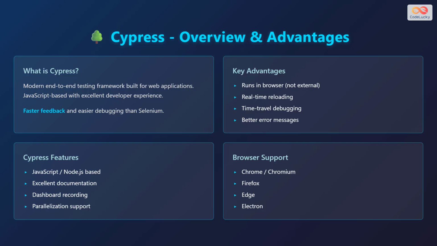Cypress includes real-time reloading, so your tests update instantly as you code. It offers time-travel debugging, allowing you to step back through test execution. Error messages are incredibly detailed and helpful. Cypress supports Chrome, Firefox, Edge, and Electron browsers. The documentation is excellent, making it easy to learn. You can also record test runs and view them in the Cypress dashboard, and you can run tests in parallel to speed up execution.